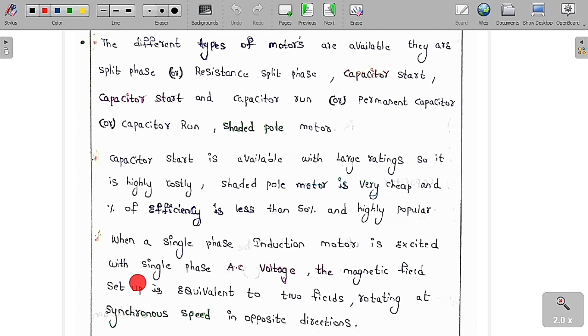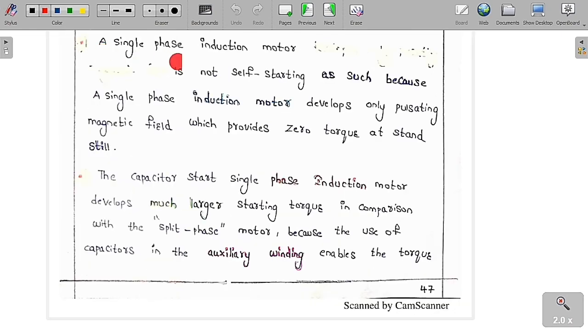When a single phase induction motor is excited with a single phase AC supply, the magnetic field setup is equivalent to two fields rotating at synchronous speed in opposite directions. This concept is called the double field revolving theory, which was explained by Ferrari. A single phase induction motor is not self-starting as such, because it develops only a pulsating magnetic field which provides zero torque at standstill.